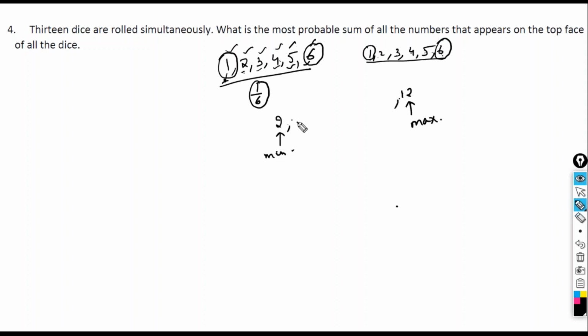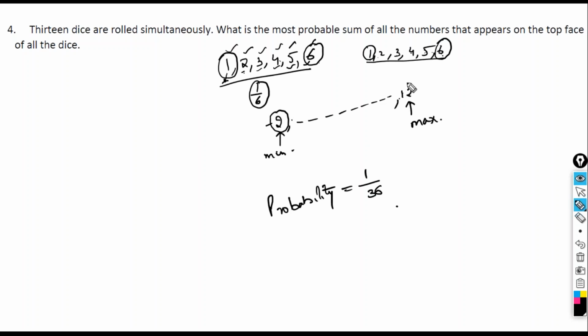Guys, is it clear that all sums are possible from 2 to 12? Okay, good. Now, if I want to calculate the probability that we get a sum of 2 on the top face of the dice. Out of 36 possibilities, can I say we can get 2 in only one way? So the required probability is 1 by 36.